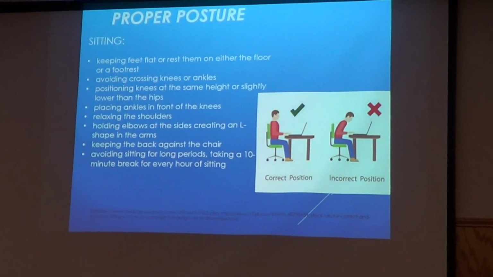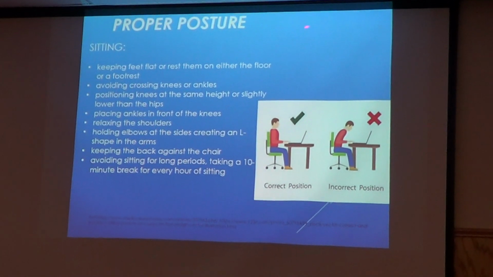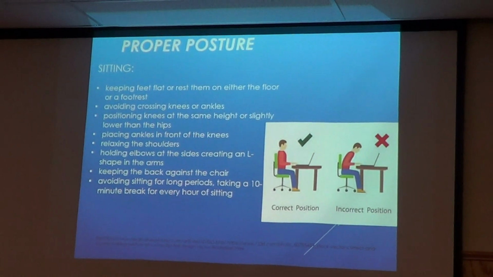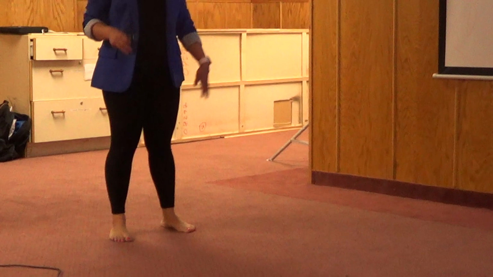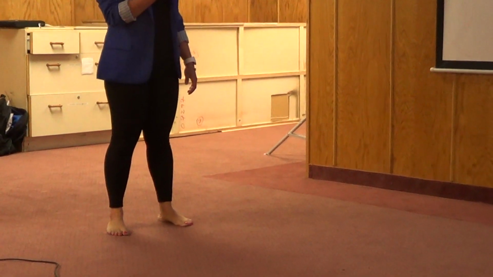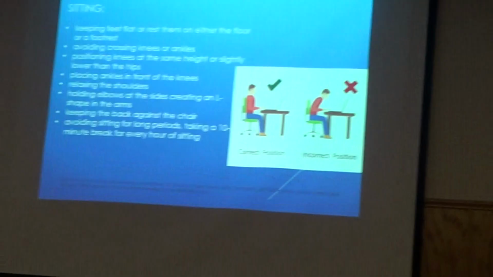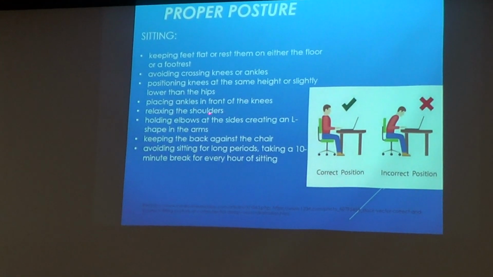Sitting posture. Keeping feet flat or rest them on either the floor or a footrest. Avoiding crossing knees or ankles. So this is not a good position to sit in. We have to keep the feet flat on the floor. Better to have them 90-90. Placing ankles in front of the knees and relaxing the shoulders.